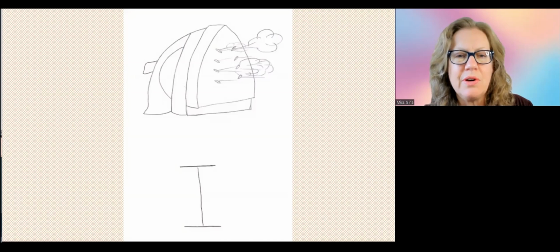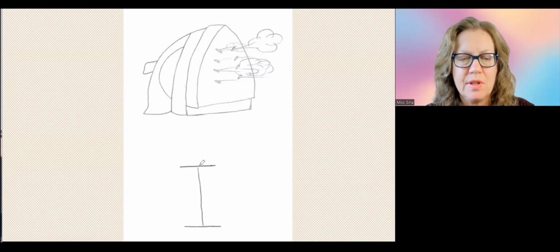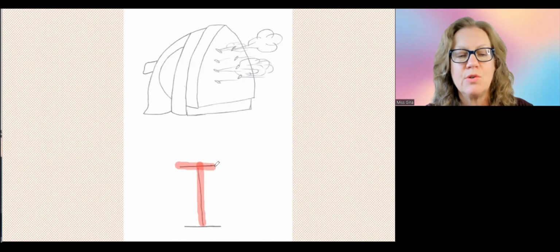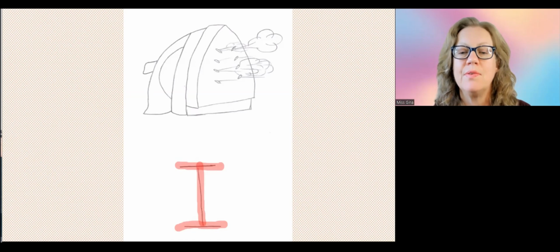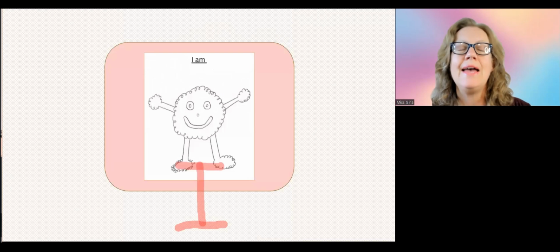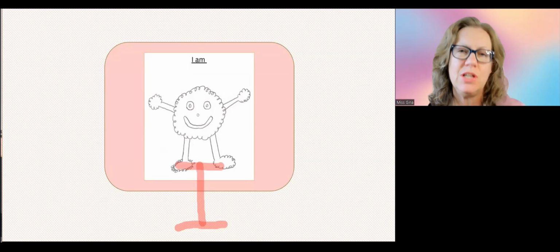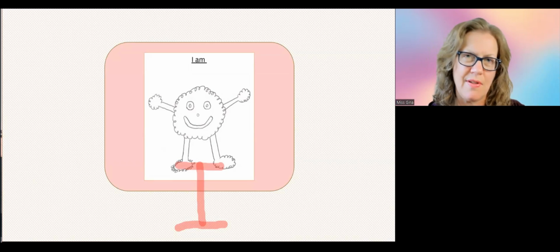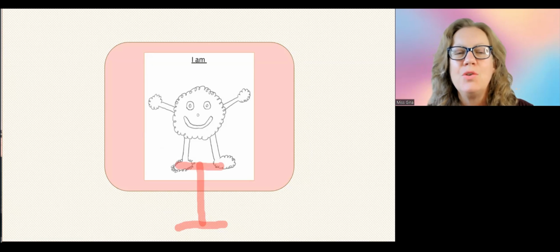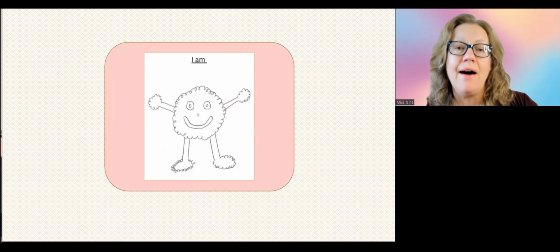So the thing I want you to know though is that whenever you see this by itself, and it always looks like this, a straight line, you can go across the top, kind of like a T, but it's not because it also has a bottom. Okay, so that's I. So when you call yourself, when you say, I am, like I say, I am Miss Gina. I am glad to meet you. I see you. We use this I right here. So now it is saying, I am.